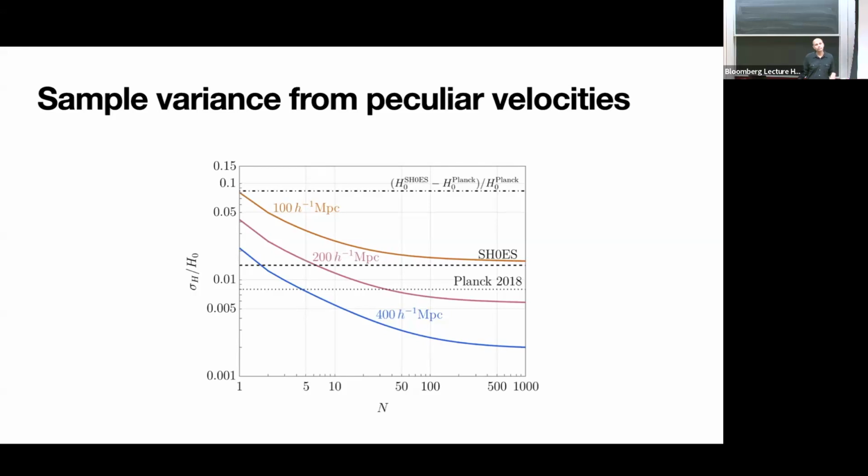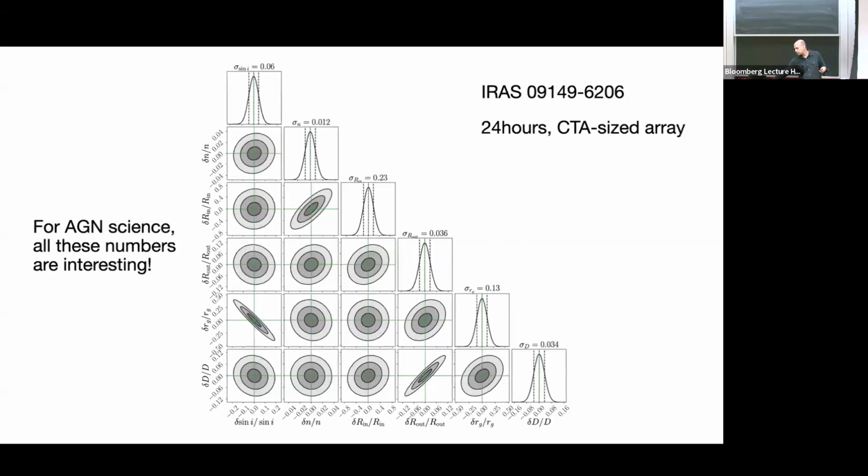When you say purely geometric, how model dependent is it, how you're modeling the region of the AGN? Yes, we tried to marginalize over a bunch of nuisance parameters describing the structure of the broadline region.